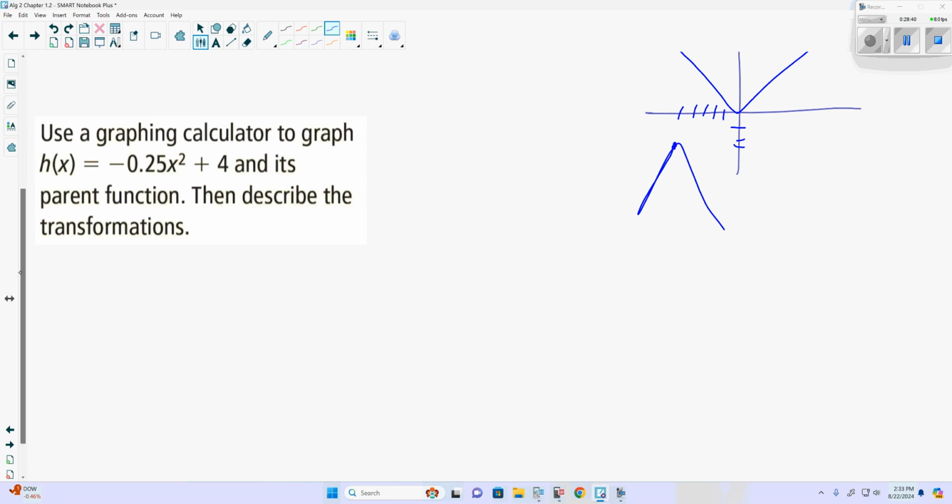Last one. This one is quadratic. We have 3 transformations. Let's start with the plus 4. Up 4. Now there is no left-right movement because there's no set of parentheses with something adding or subtracting x inside. But we do have the negative 0.25, yes?